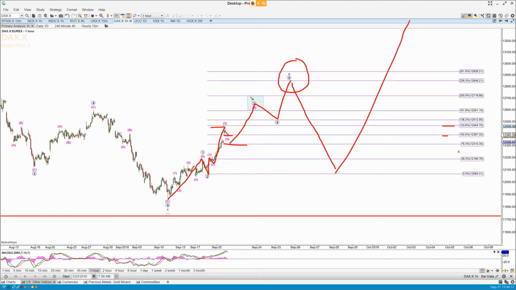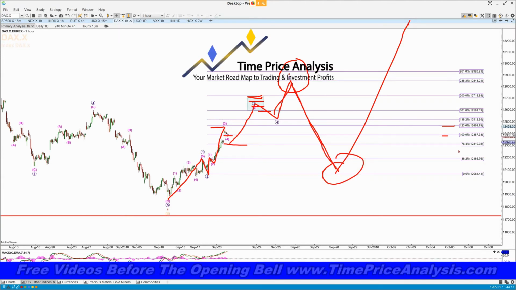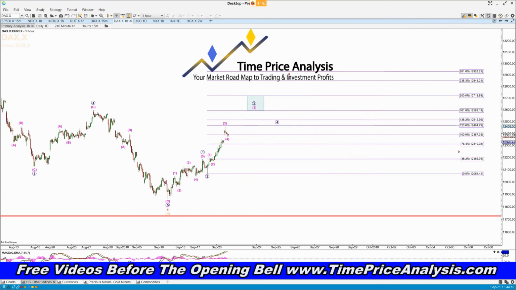We then get the B, C. Still long the German DAX. I'm looking for this region up here to bank the long, then I'll wait for this to play out and do it all again. So that's what I got in the DAX this morning.